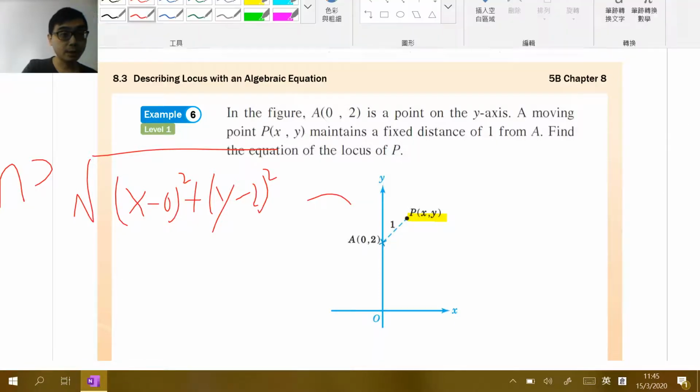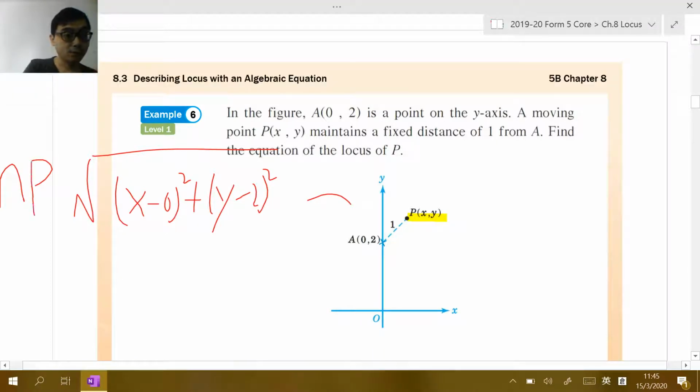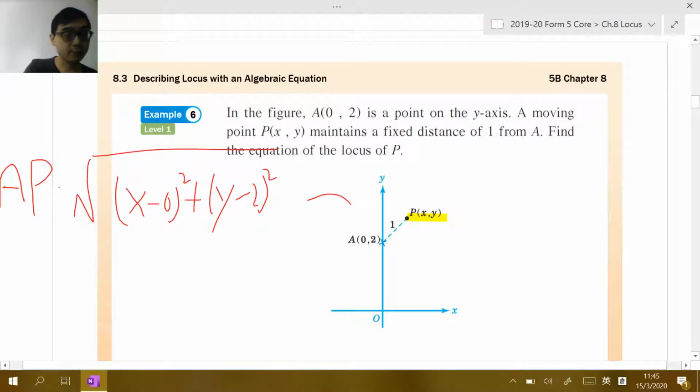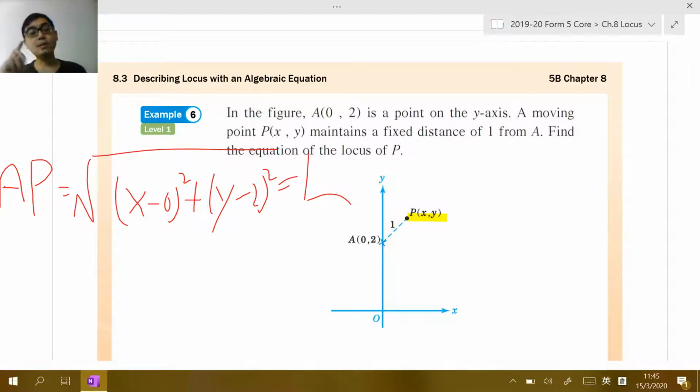Sorry, I should draw it better. For example, this one is simply AP, and actually now we have AP equals 1. That means this becomes a relation of x and y when we describe the equation.